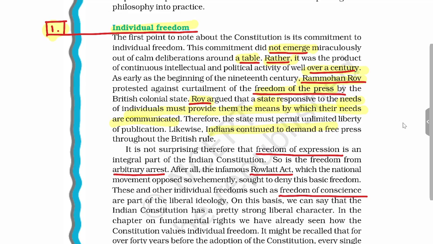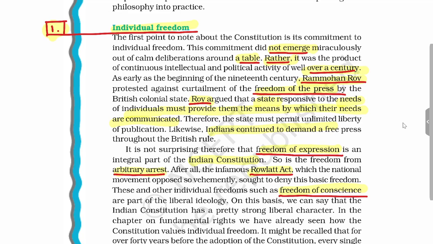Finally, the Constitution of India has included the freedom of expression under Article 19. So, this individual freedom has been inserted in the Constitution of India. Also, there is an article which prohibits arbitrary arrest. This you can relate with the Rowlatt Act Satyagraha, which empowered the British government to arrest any citizen of India without any trial. It violated the civil liberties and individual freedom of the citizens, but the Constitution of India has prohibited the arbitrary arrest.